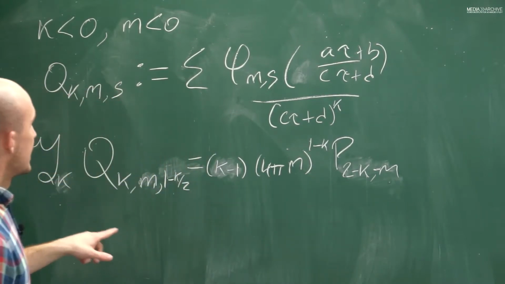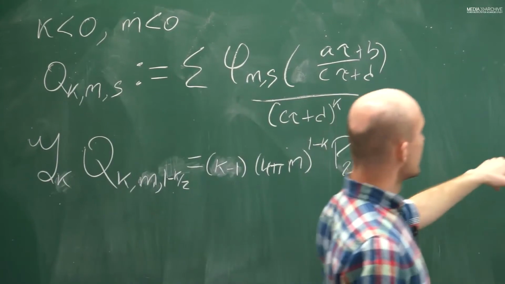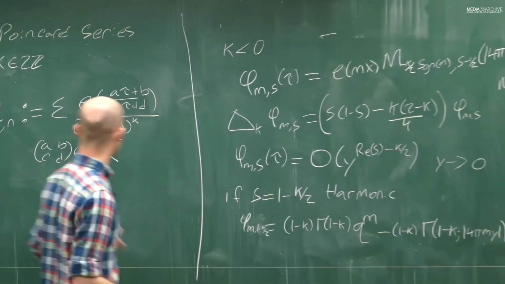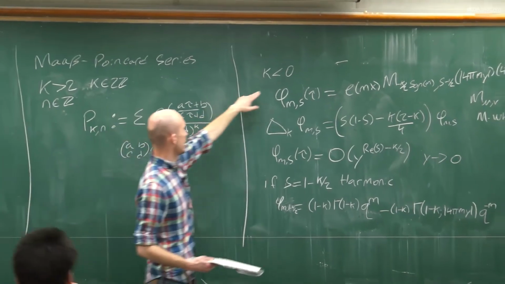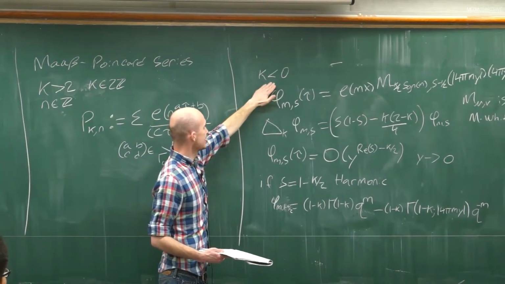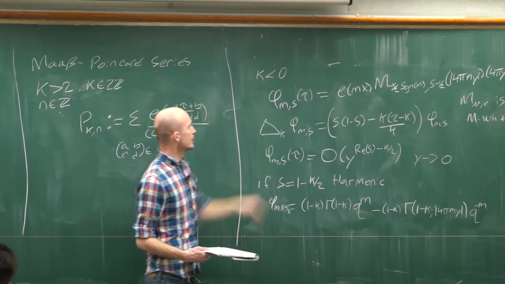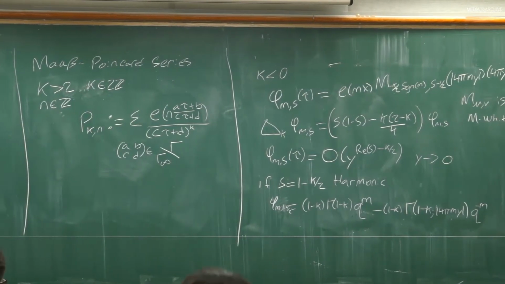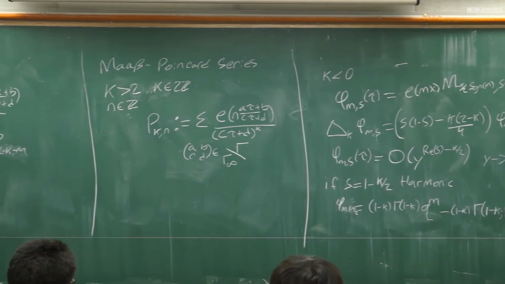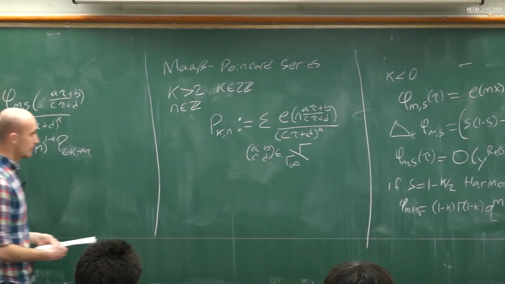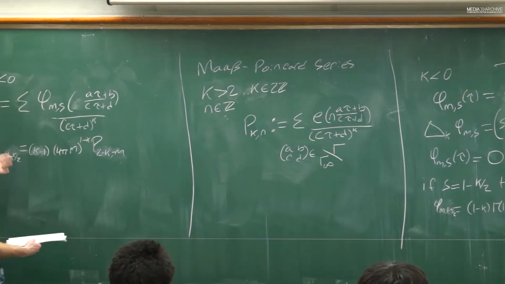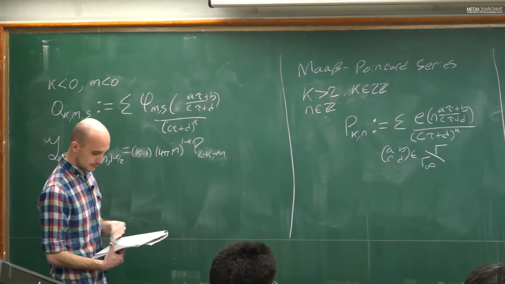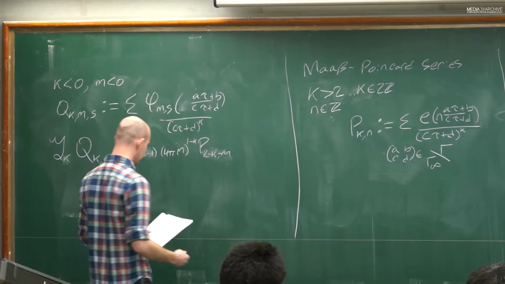One point that I'll say here: because of my decay rate, this doesn't quite converge for k equals 0. Well, I can set k equals 0, but it won't converge at s equals 1. But I can take the limit as s goes to 1. That will give a Maass Poincare series for weight 0.